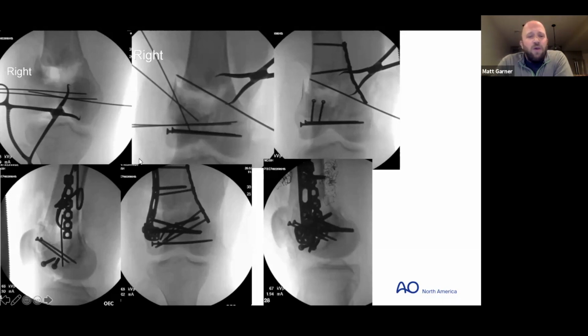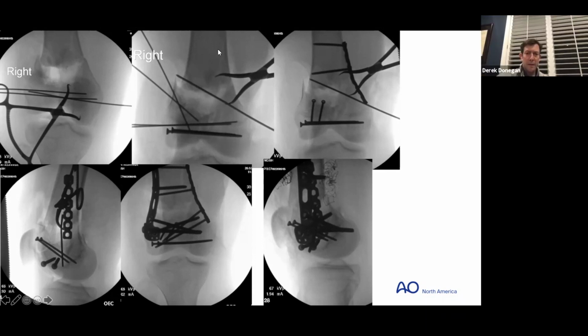So same exact sequence you discussed: clamp the joint, lag screws across the joint, fix the articular block. There was a free fragment anterior laterally, and then put the articular block back to the shaft. And for me, in this case, I had a medial read, so I opened both sides.